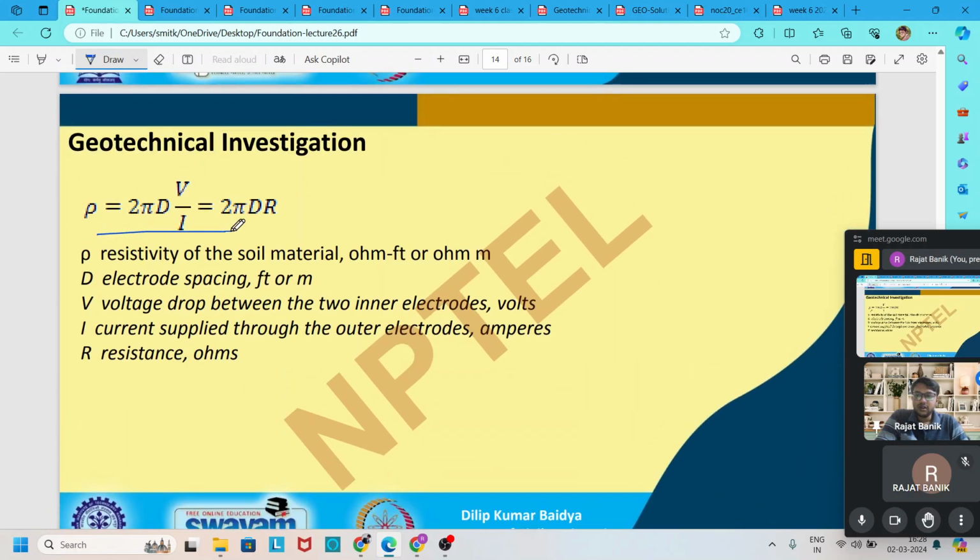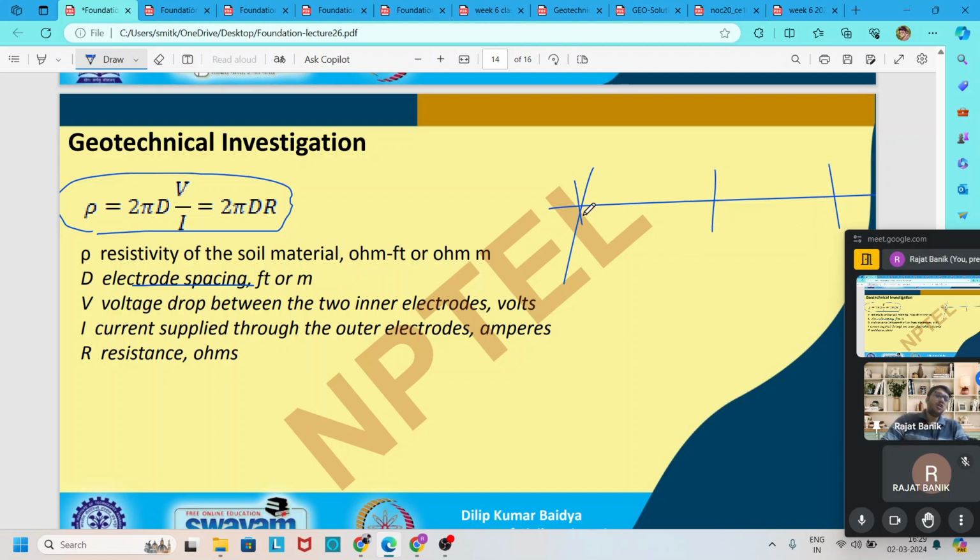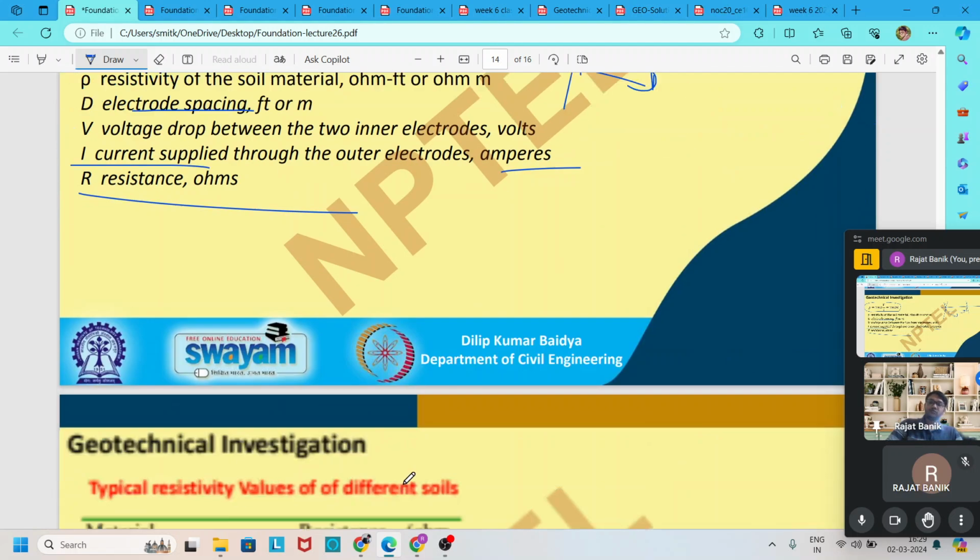There is one formula given to find out the resistivity of the soil, where D is the electrode spacing. That means we conduct current through some electrodes in the ground, and the spacing is called D. Then V is the voltage, I is the current in amperes, and R is the resistance in ohms.